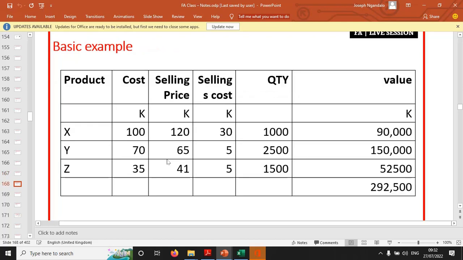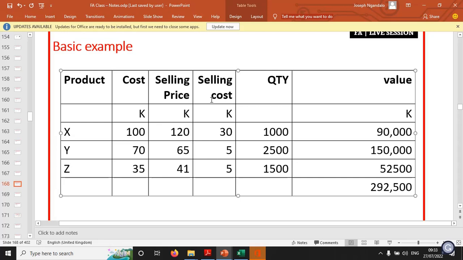Okay, let us now look at a basic example on inventory valuation. We have got three products here: X, Y, and Z. Inventory should be valued at the lower of cost or net realizable value. So let's begin. Here we have got cost, selling price, and selling costs. And then there's a quantity. So let's start from product X.